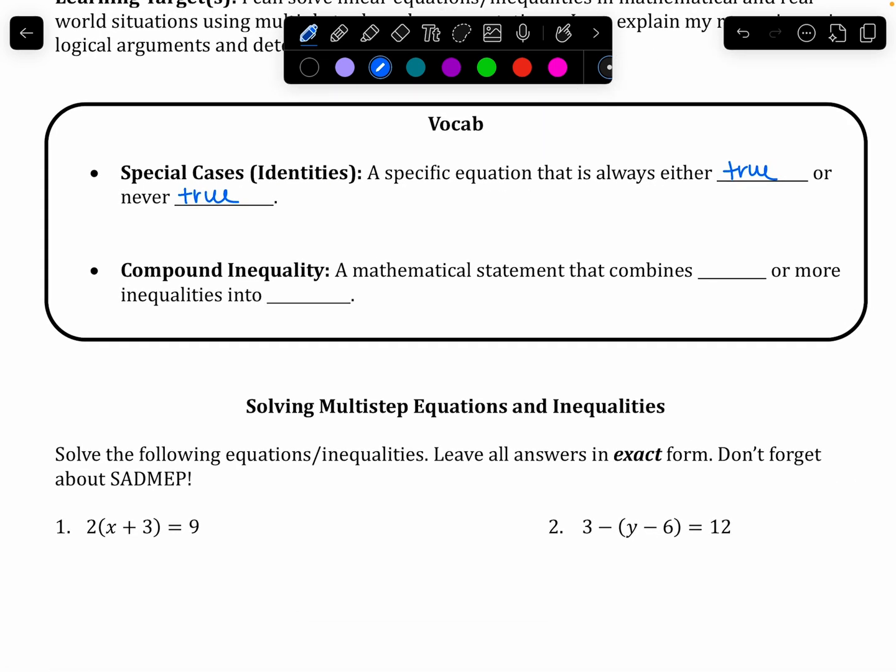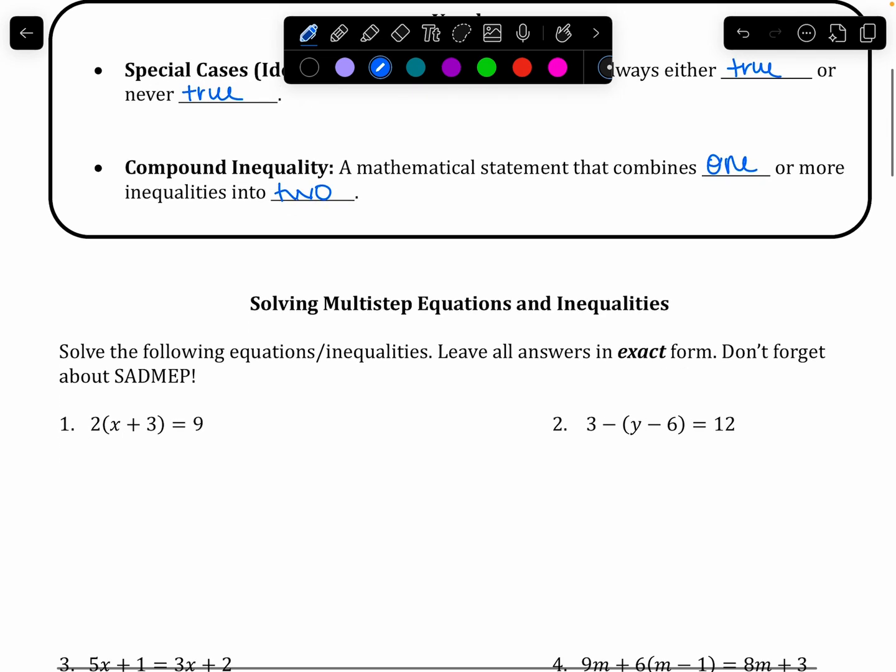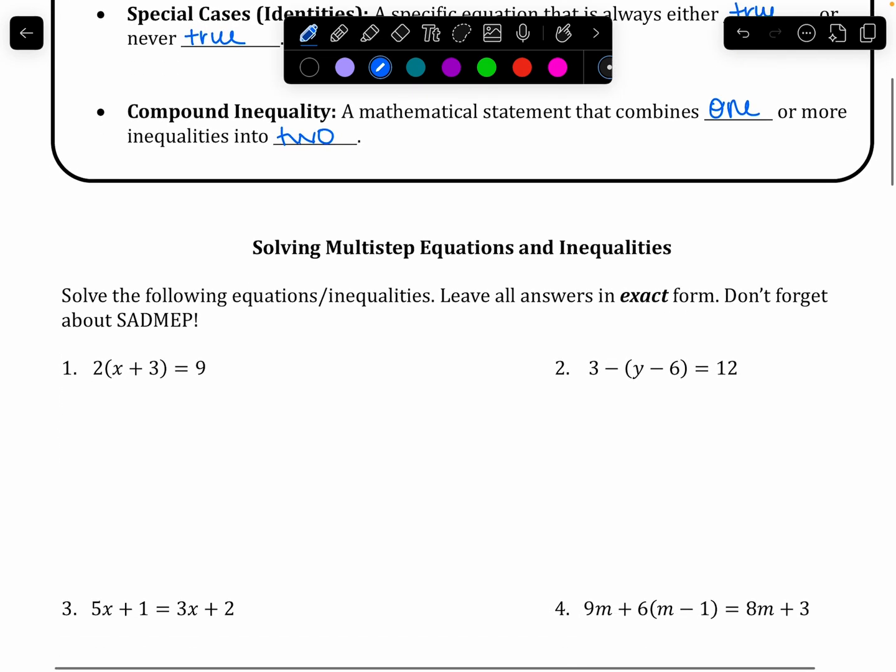And then the next vocab word that we have is a compound inequality, which is a mathematical statement that combines one or more inequalities into 2. And again, when we get to the compound inequality, I will show you what that looks like.